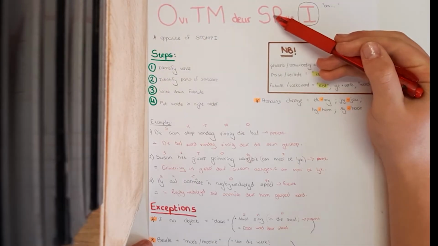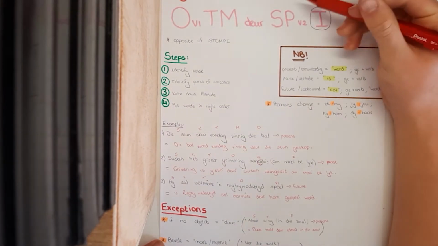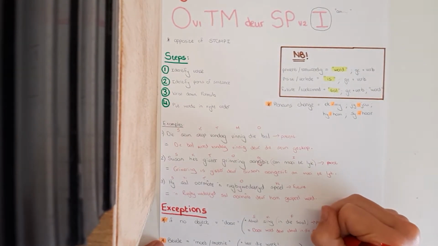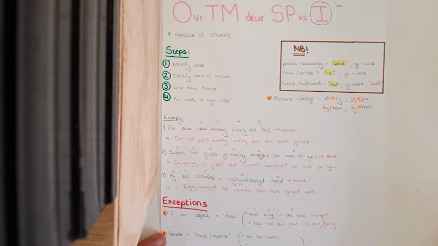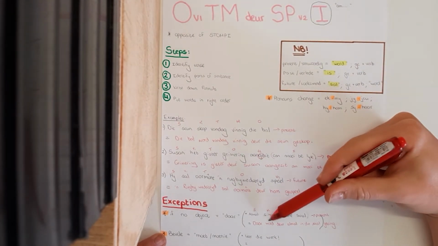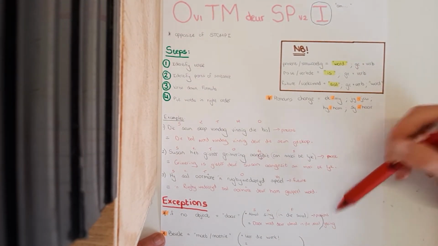Subject. Place. Verb 2 gets a ge. And there is no infinitive. This is your sentence. Daar word deur almal in die saal gesing.